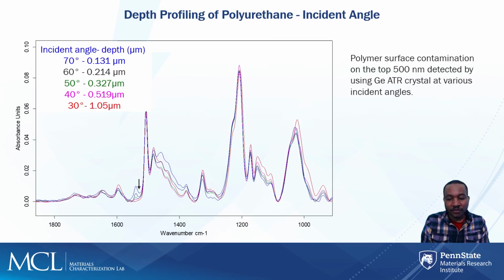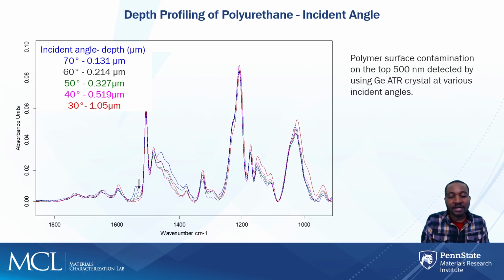The final example that I'm going to show is how we can change the penetration depth by using incident angle resolved attenuated total reflection. In this example, we're looking at a peak at around 1500 wave numbers that is caused by a surface contaminant on this particular polymer sample. And what you'll notice is that that peak is very prominent at 70 degrees incident angle if we're using a germanium ATR crystal, where our penetration depth is somewhere in the order of about 130 nanometers.